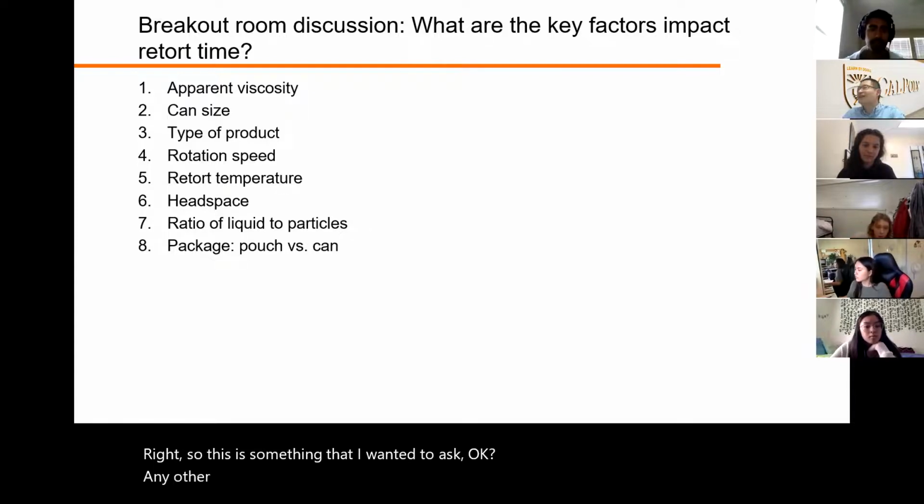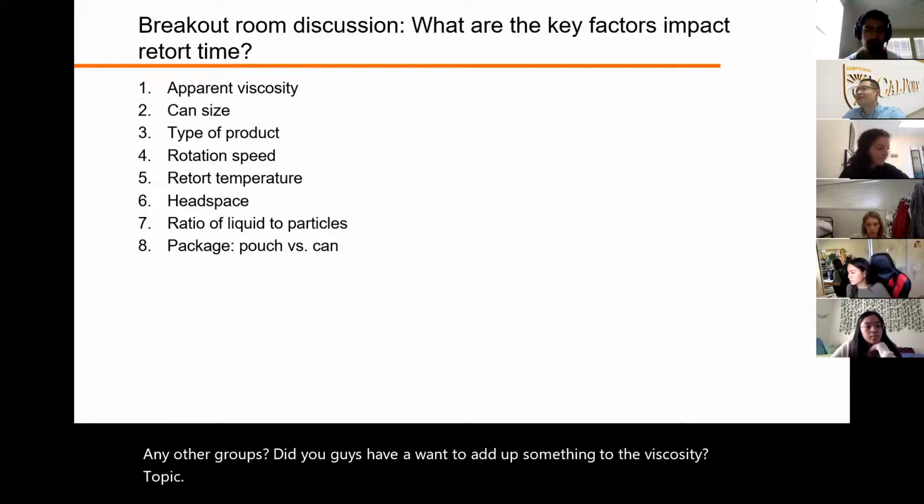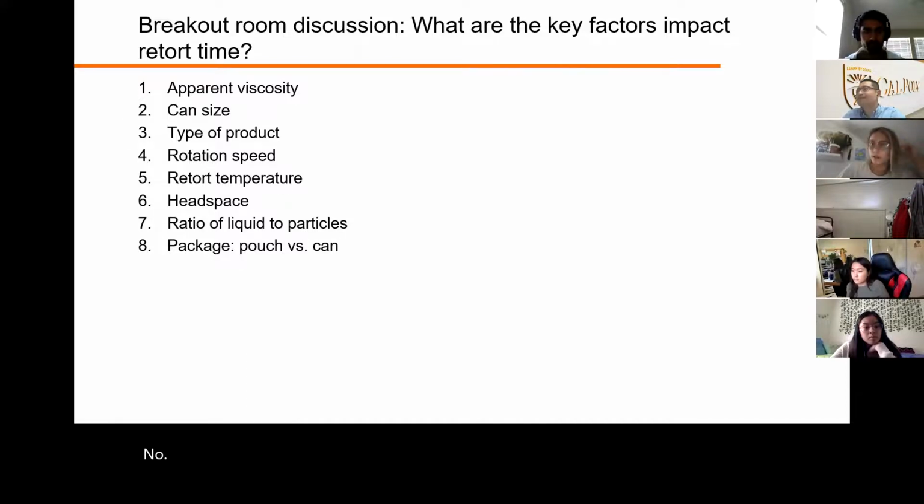Any other groups? Did you guys want to add something to the viscosity topic? We talked a little bit about this. I mentioned the center, essentially the cold point. If it's a more viscous or thicker food, that cold point is going to be harder to reach the temperature of the surrounding environment. And if it's less viscous or being agitated, that cold point would be a lot easier to raise the temperature of. Good point. Good point.